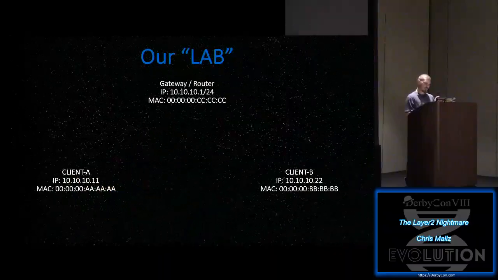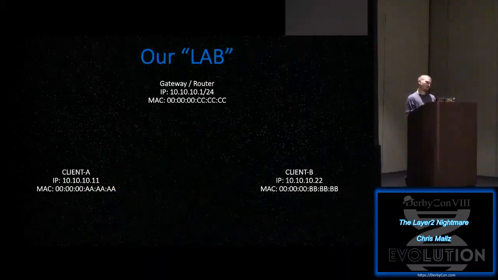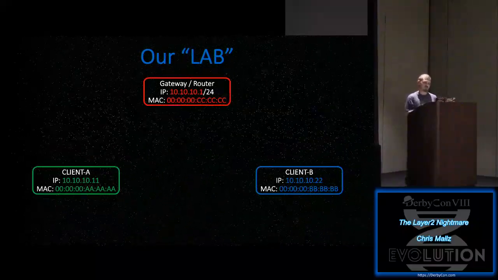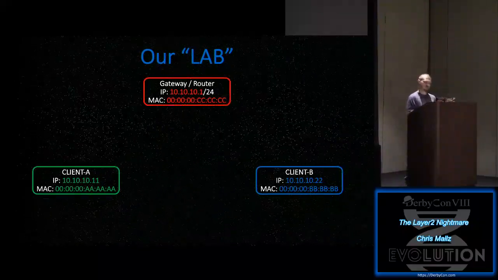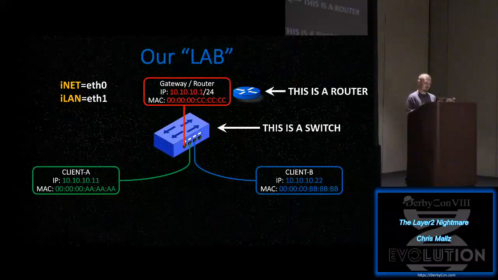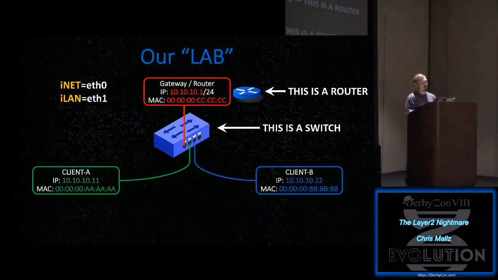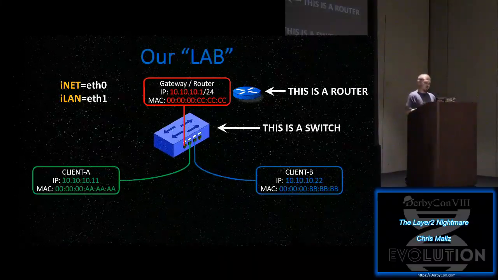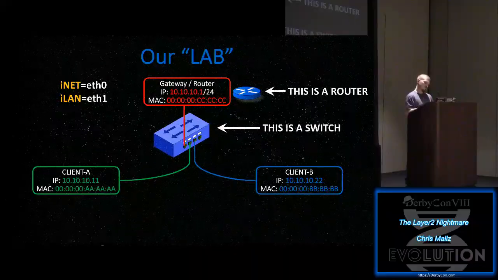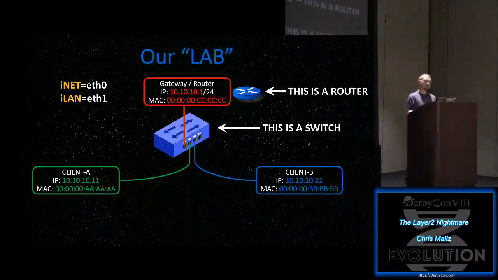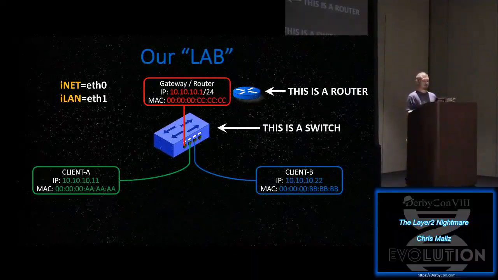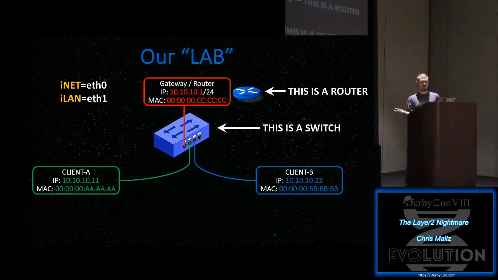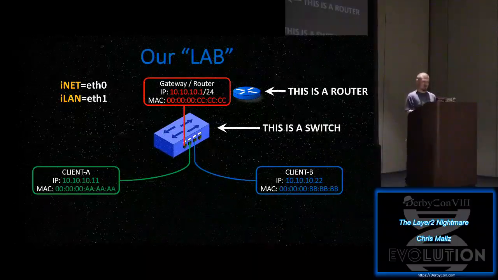We'll build a lab, and our lab will be really simple. We'll have a router, a client A, and a client B, and we're going to add some colors so we can understand it a little bit. You'll see iNet and iLAN in the slides. Just so you're aware, iNet is essentially your Ethernet 0, which connects to your ISP, and iLAN is your internal interface, which will connect to your switch. Does everybody understand that? Like I said, questions, please ask.